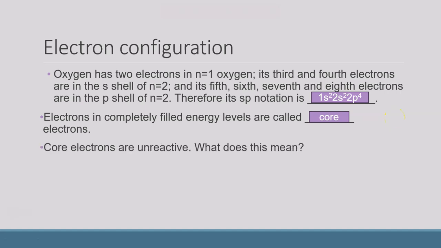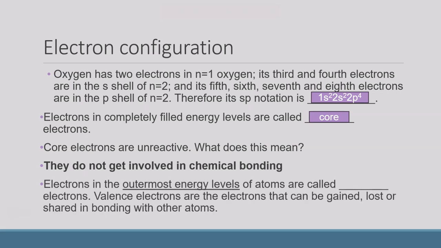And what are core electrons? Core electrons are electrons that are unreactive. And that means that they do not get involved in chemical bonding. They are not directly involved in chemical reactions.